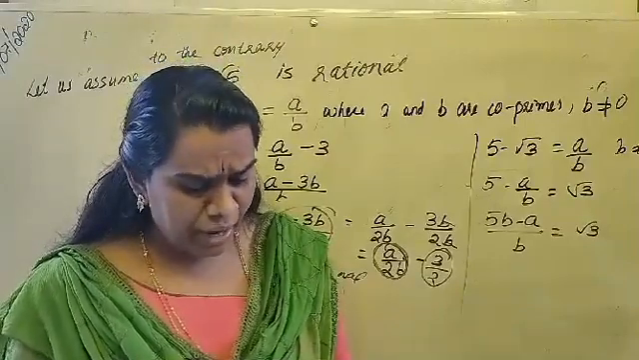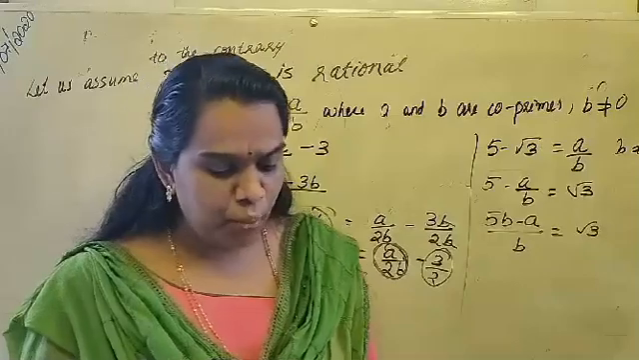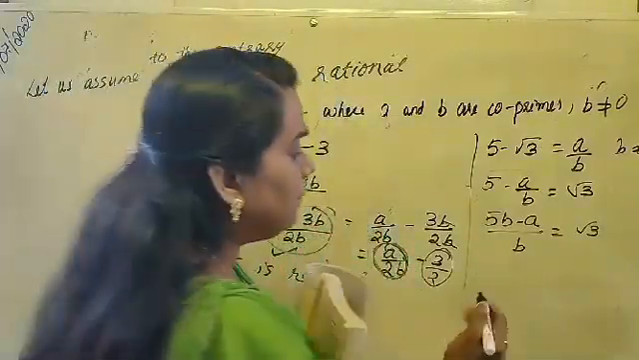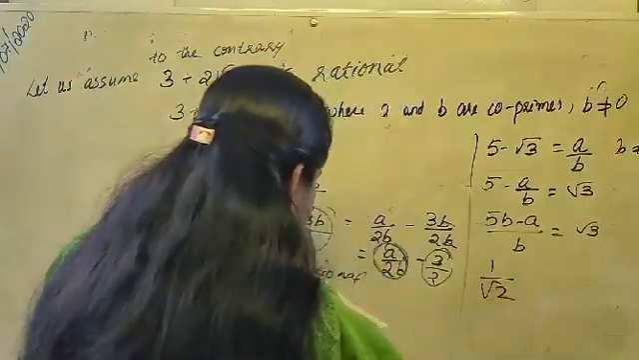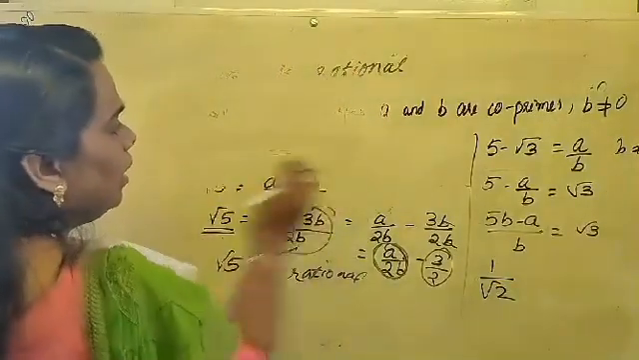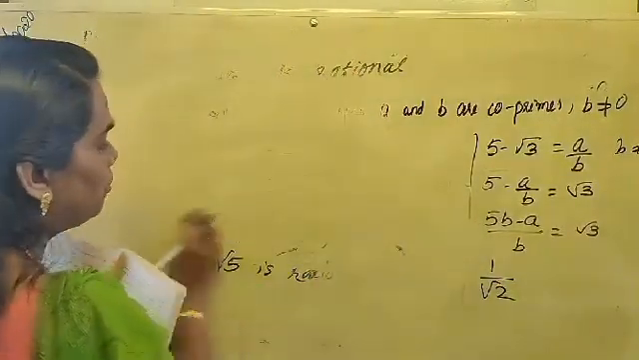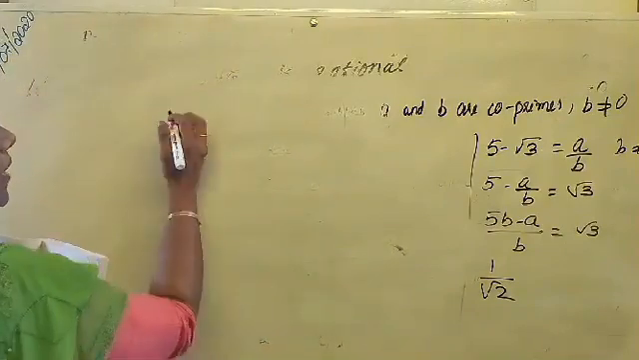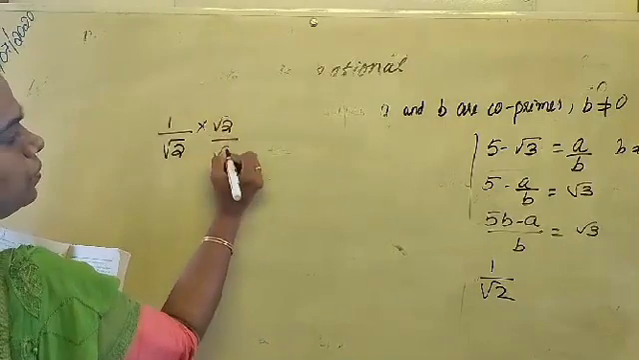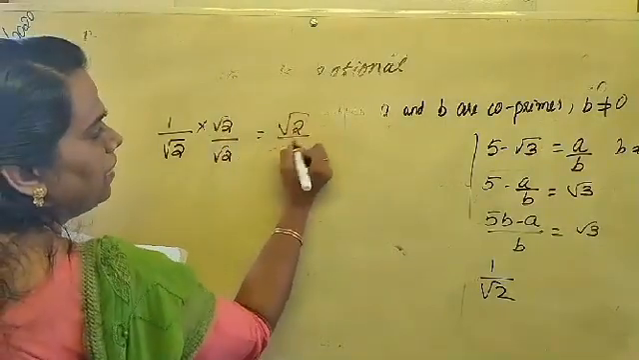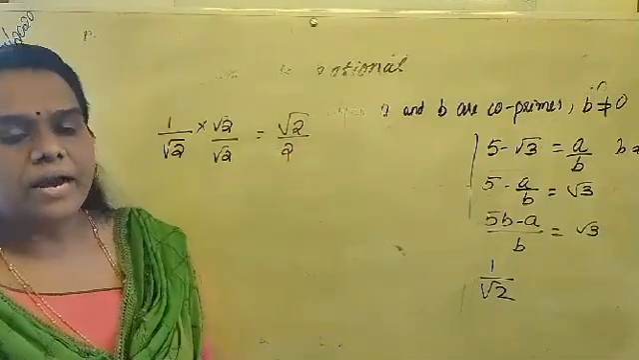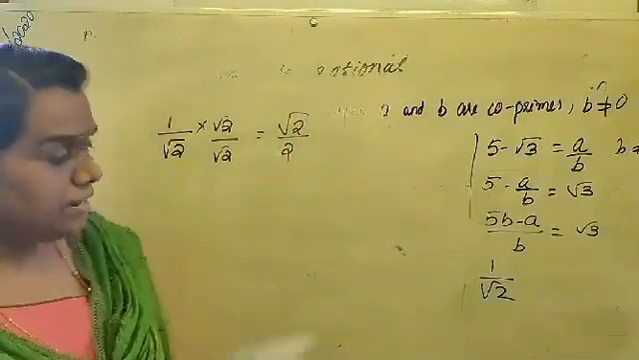Okay. Now, third question. Prove that the following are irrational. 1 by root 2. 1 by root 2 is an irrational number. How are we going to prove that 1 by root 2 is an irrational number? 1 by root 2, you have to multiply by root 2. Then root 2 divided by 2. Root 2 is an irrational number, then root 2 by 2 is also an irrational number.